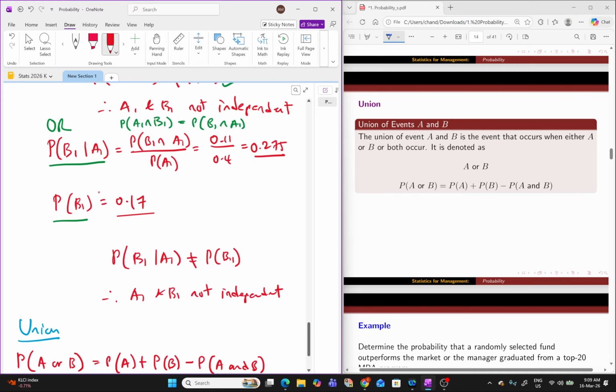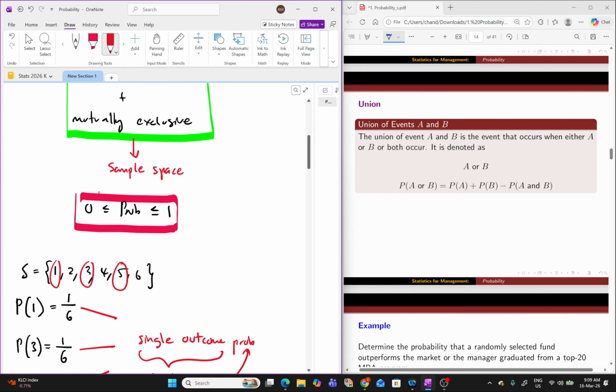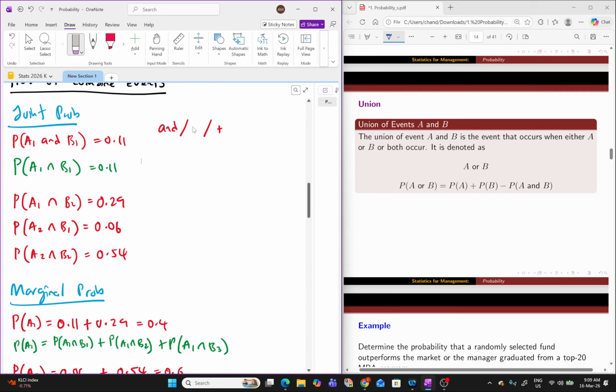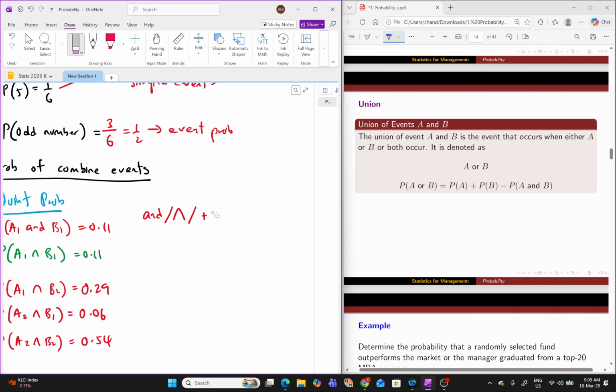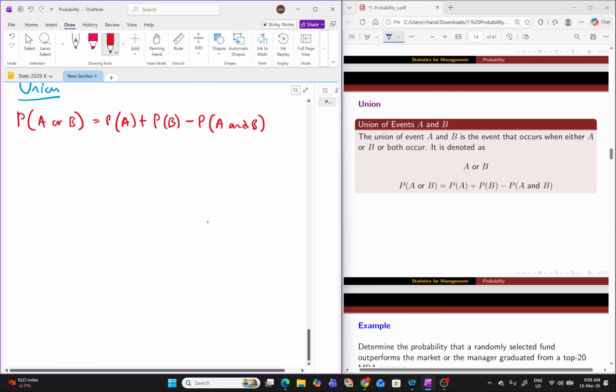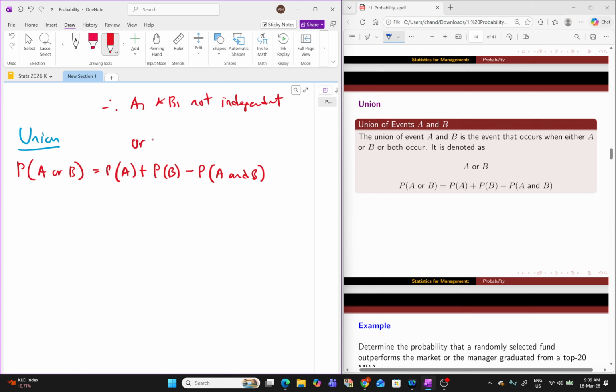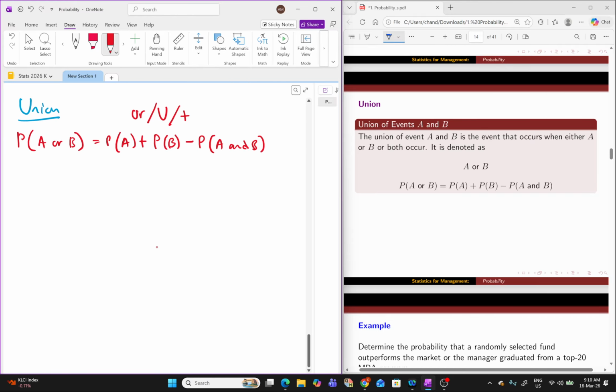Okay, just now for intersection, I told you in words it is "and", in notation it is intersection, and in mathematical notation it is multiplication. Sorry, not plus, I'm sorry, it is multiplication. For "or", either or, union is, if you learned sets in mathematics, the union symbol U, and then the mathematical notation is plus. So that's the difference between joint probability and union probability, union of events.